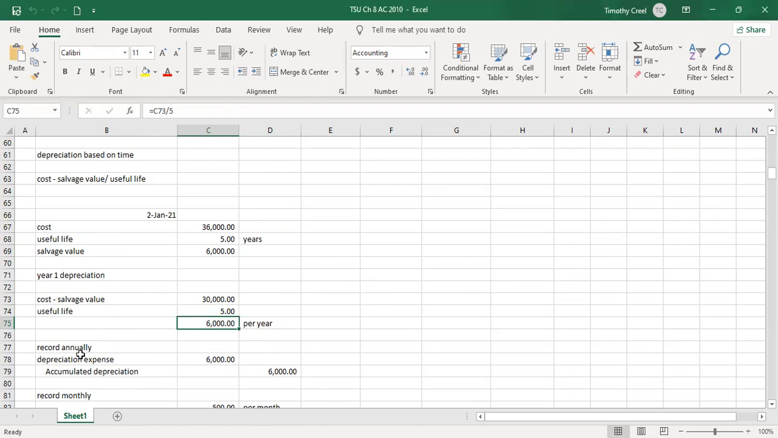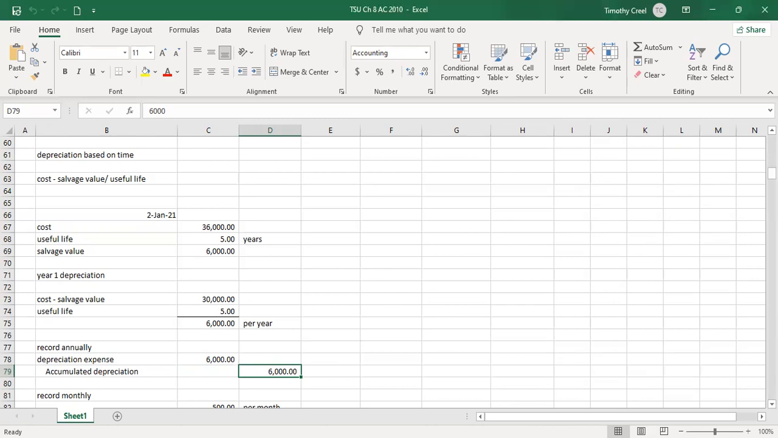So in this example here, we would debit depreciation expense for $6,000 and credit accumulated depreciation. Now, if we were doing this on an annual basis, then we would do this on December 31st. So on December 31st, end of the year, we'd go in and do this entry.